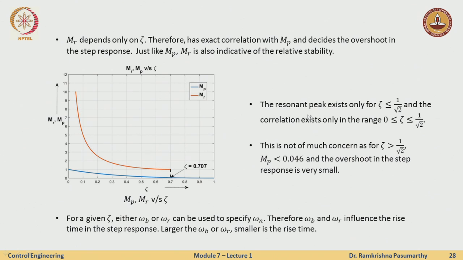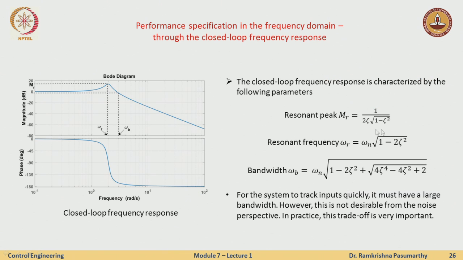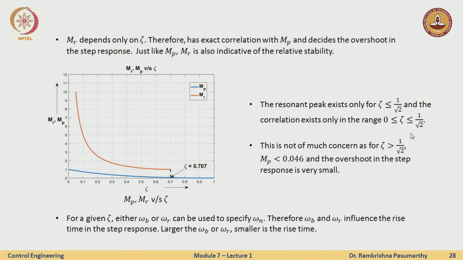The resonant peak only exists for these frequencies, and therefore, whenever I look at the correlation between MP and MR, it is just from here till I reach this 0.707, that is just because of this guy over here. So, for these, I can see that there is a direct correlation between MP and MR. Of course, this is not defined for zeta equal to 0. And this is not really too much of a concern, because the peak overshoot for zeta being greater than 1 over square root 2 is very small.